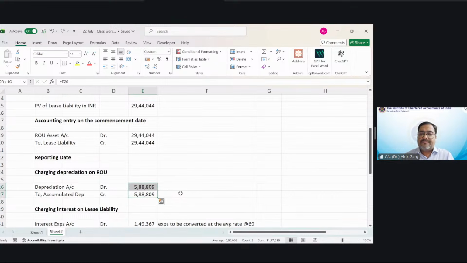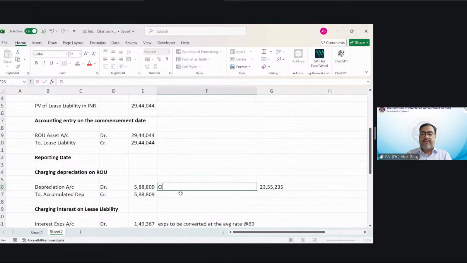Now I need to charge. Should I do anything for ROU? No, ROU is a non-monetary asset. We have computed ROU at the exchange rate on the commencement date, and we charge depreciation. My closing balance is this minus this. Okay, 23,55,235. This is my closing balance of ROU at the end of year 1.